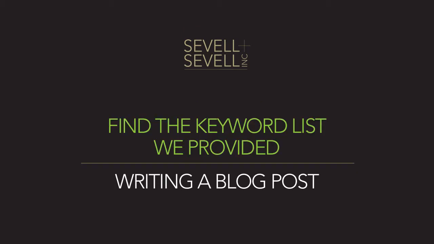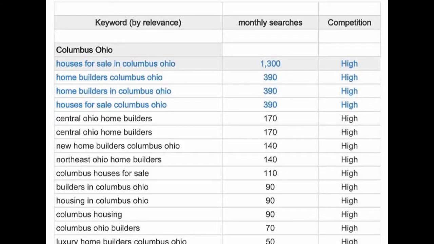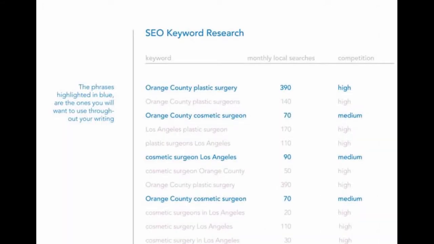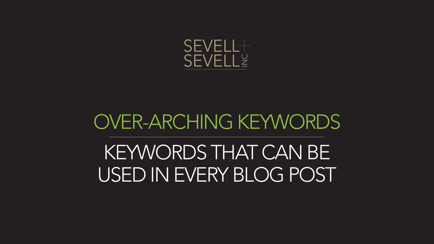So now that you have a good understanding of SEO, grab that list of keywords we sent your way and have them handy. The keyword list could look like this, as we've done for a home builder, or it could look like this, as we've done for a plastic surgeon. And that list will contain what we call overarching keywords, which are keywords that can be used in any blog post, such as plastic surgeon Dallas or cosmetic surgeon Dallas. They can be interjected with procedure-specific keywords like breast augmentation Dallas or other procedures that show up in your list.